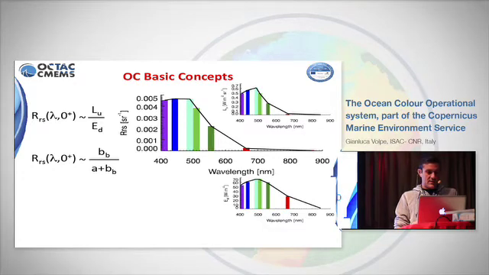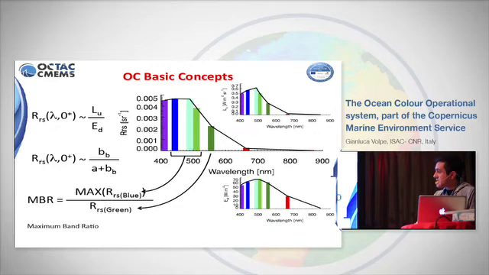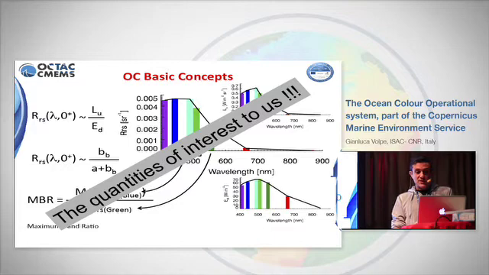An important parameter is the maximum band ratio, which is used within algorithm development very, very often. It's defined as the maximum reflectance in the blue over the green. The reflectance in the green is chosen as it doesn't vary a lot with the chlorophyll concentration, so it's taken as a kind of reference. And these are the quantities that interest us.